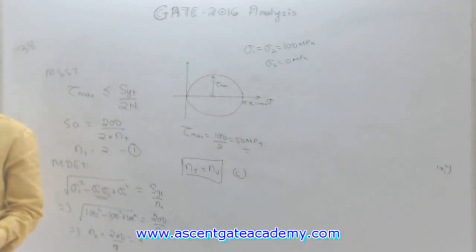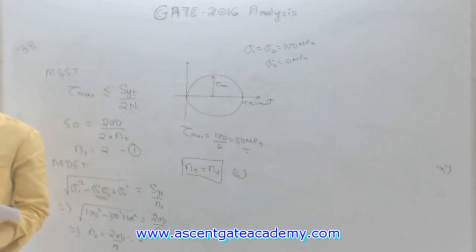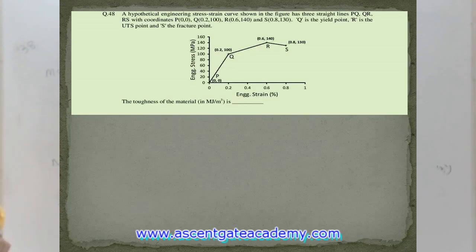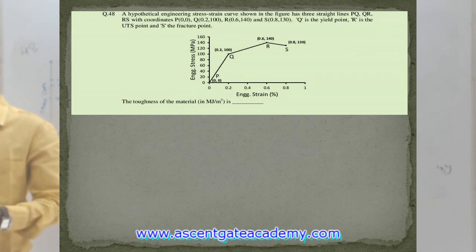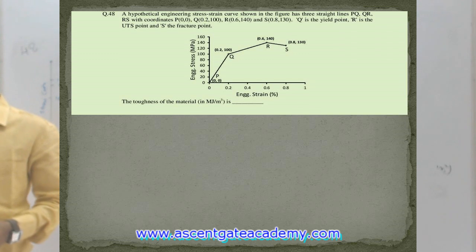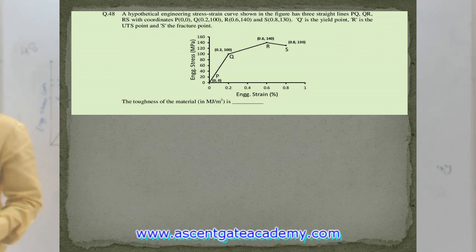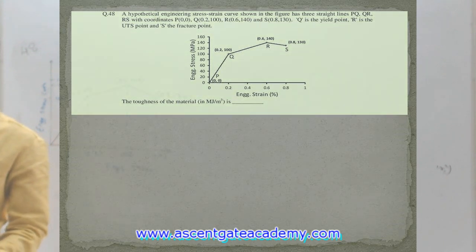Getting this? Now the last question is question number 48. What does this question say? A hypothetical engineering stress strain curve is shown in the figure, and has three straight lines PQ, QR and RS with coordinates P as 0, 0, Q as 0.2, 100, R as 0.6, 140 and S as 0.8, 130. Q is the yield point, R is the ultimate tensile strength point and S is the fracture point. We have to determine the toughness.